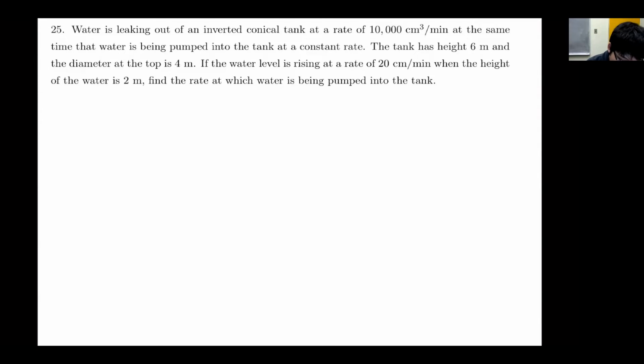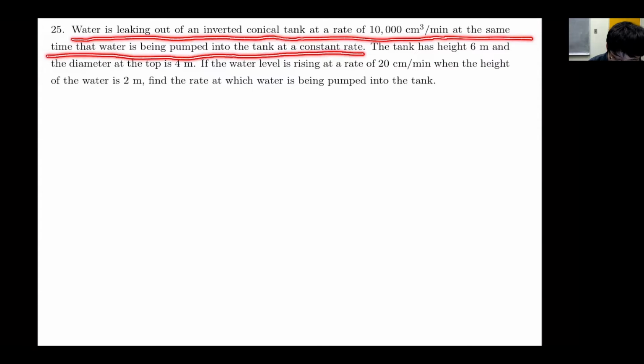So the first sentence reads, water is leaking out of an inverted conical tank at the rate of 10,000 cubic centimeters per minute. And at the same time, water is being pumped into the tank at a constant rate. All right, so this is a very long sentence and it has multiple parts. So let's just read each part very carefully.